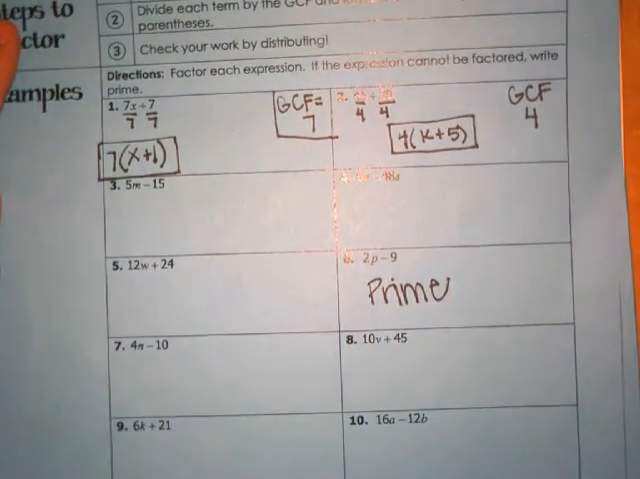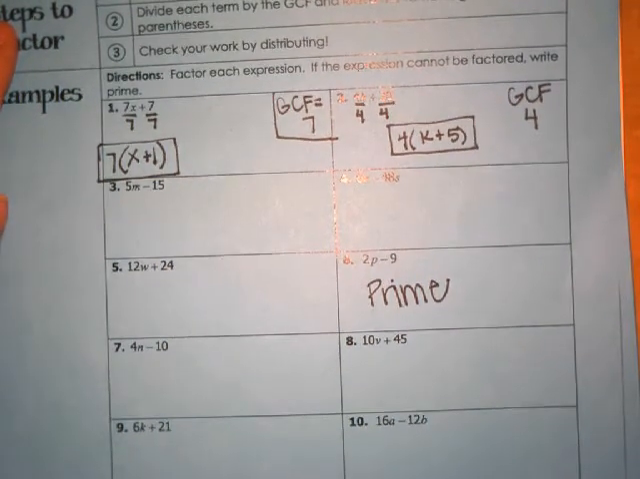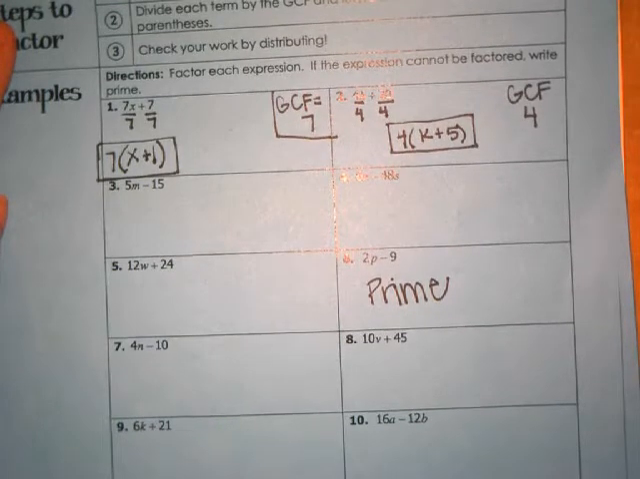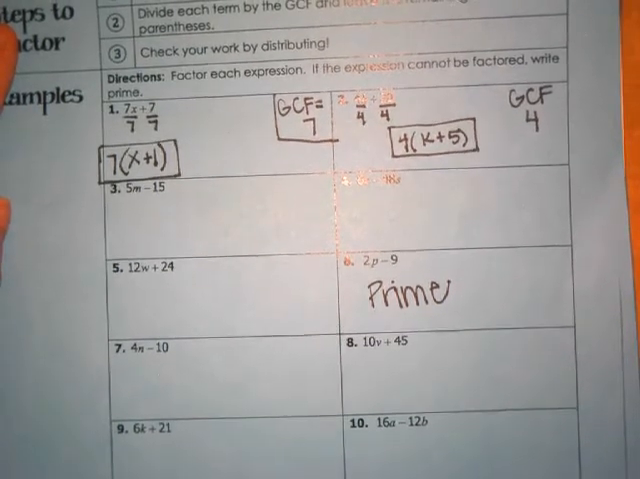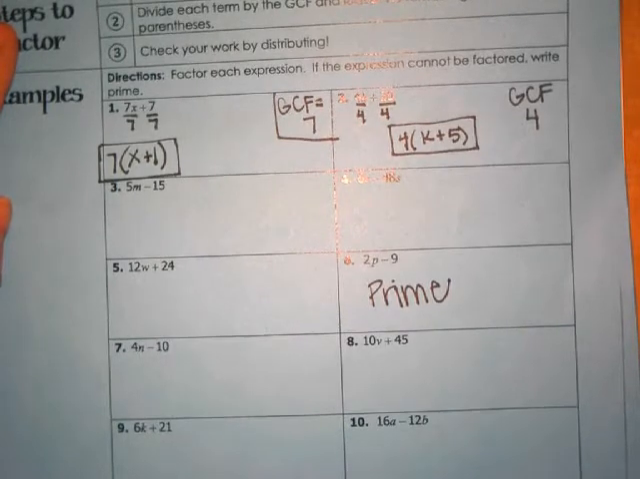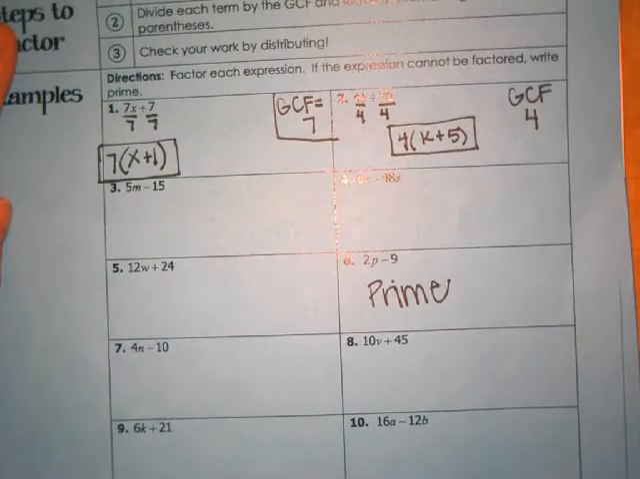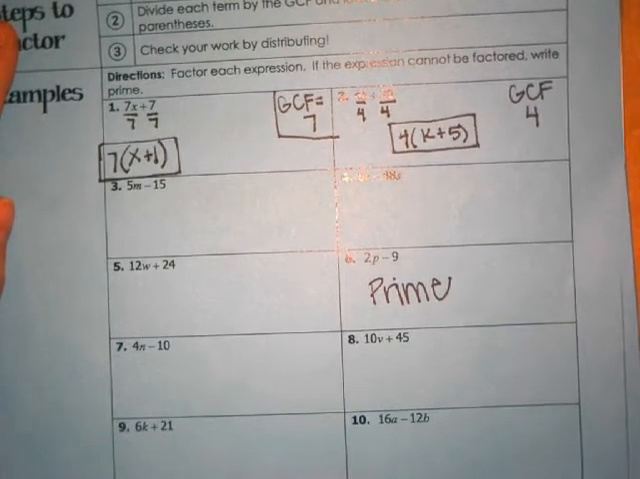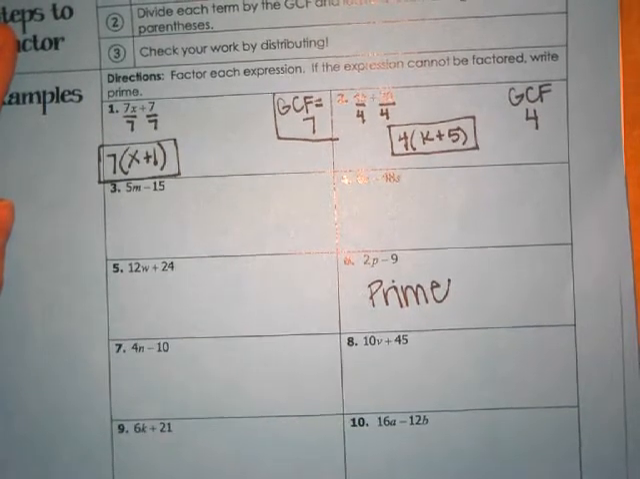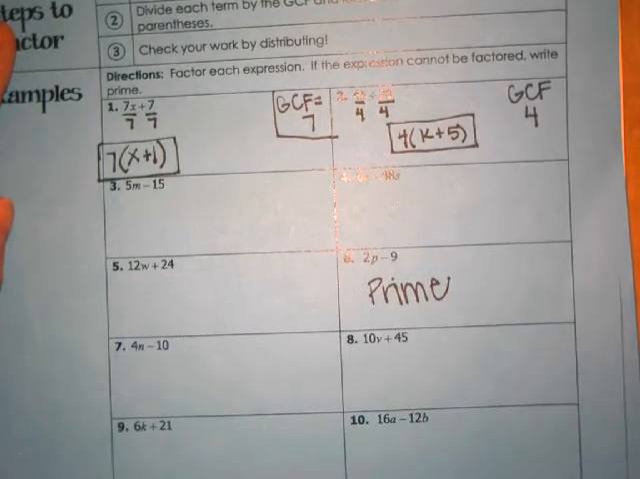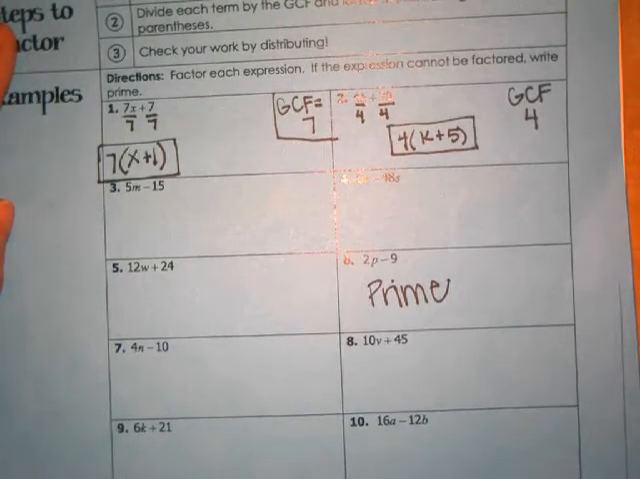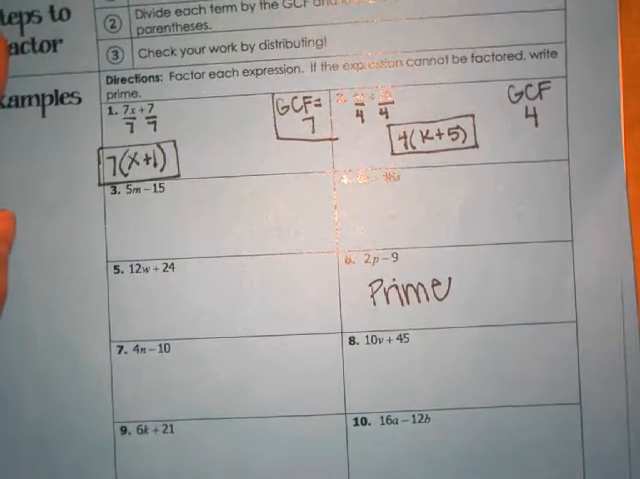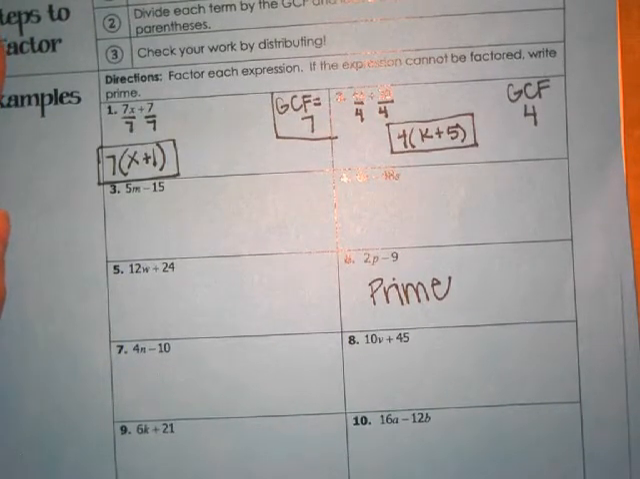There is not a greatest common, well, there is a greatest common factor. What is the greatest common factor? 1. But does 1 make a difference? No. And if your answer for the greatest common factor is 1, your answer is prime, because 2 and 9 are both prime. Well, 9's not a prime number, but 2 is a prime number. But they're both prime in the sense that nothing the same can go into both besides 1. Does that make sense? So your answer is just prime. That's all it is.